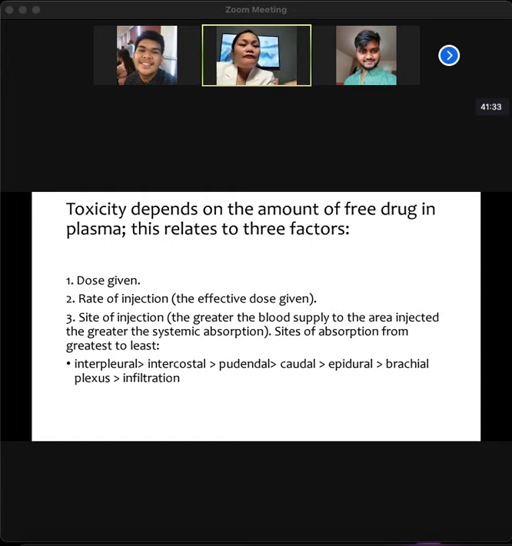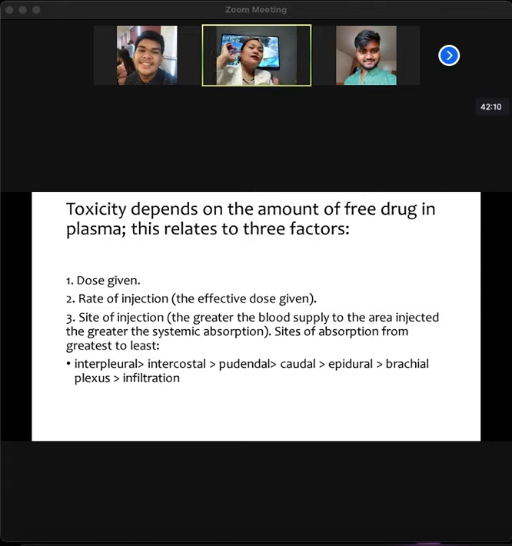So again, aside from intercostal, the more absorptive area is the interpleural area. Okay, followed by intercostal, and then the last one is infiltration. Okay, so for spinal anesthesia and epidural anesthesia, if you inject your local anesthesia as high as you can, then you might cause toxicity also. That's why you have to compute. It depends on the height ng pasyente.